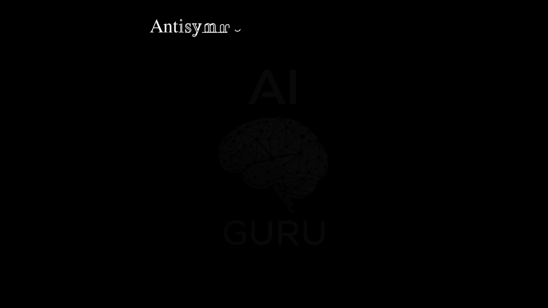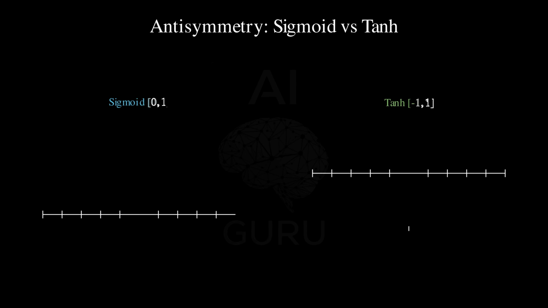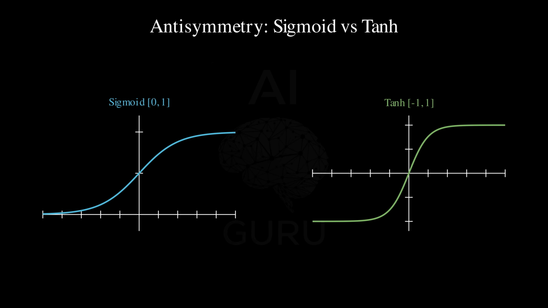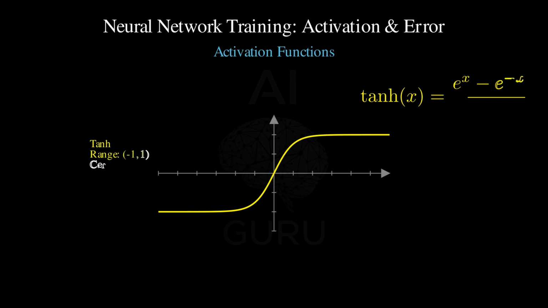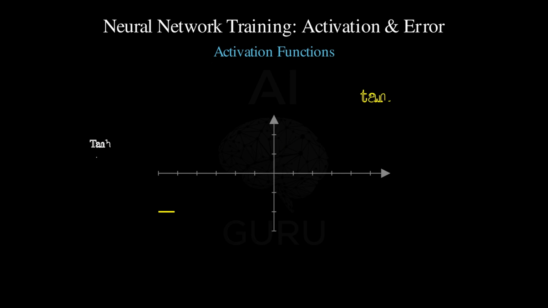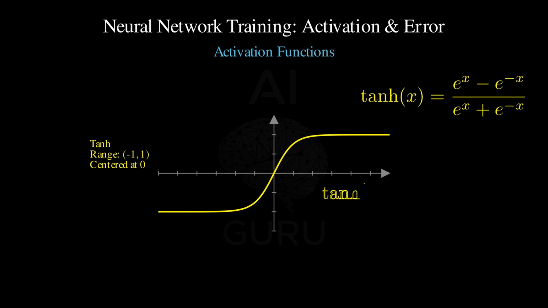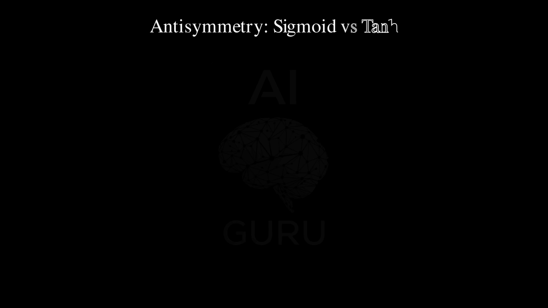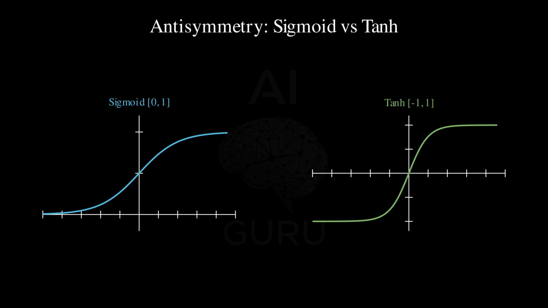An antisymmetric function is one that satisfies the condition f of minus x equals minus f of x. The classic example is the hyperbolic tangent, or tanh. The benefit of using an antisymmetric function, which typically ranges from minus 1 to 1, is that it centers the input to the next layer around 0. And why is that centering helpful? That centering helps the gradient descent algorithm by making the convergence path more efficient. It's less prone to zigzagging. It just makes for a cleaner optimization process.